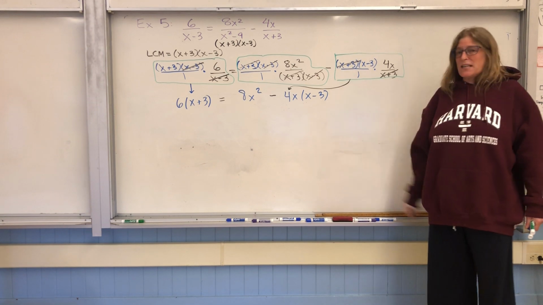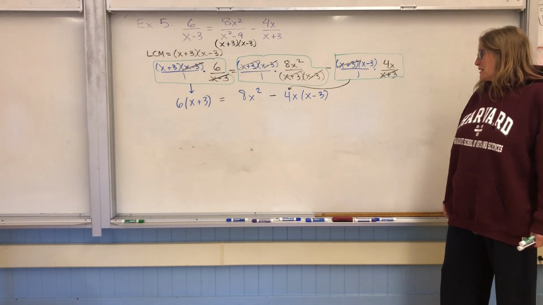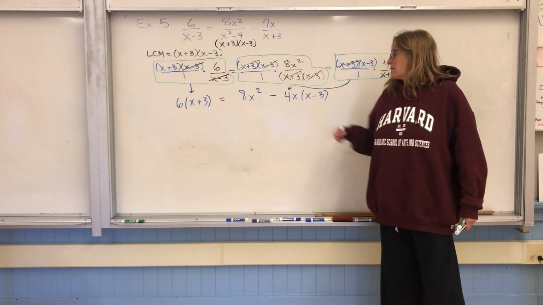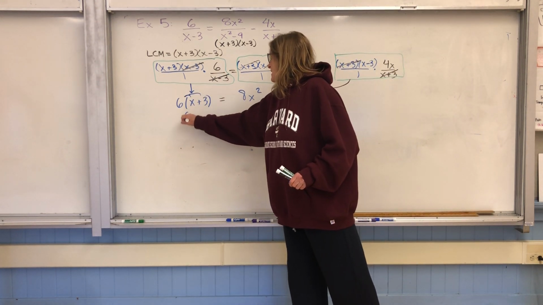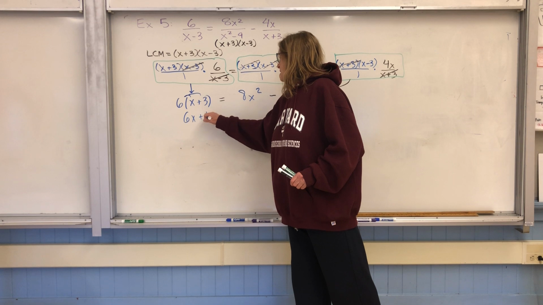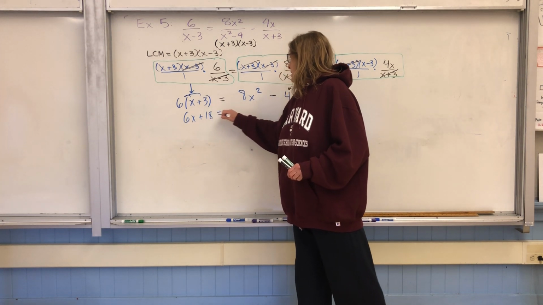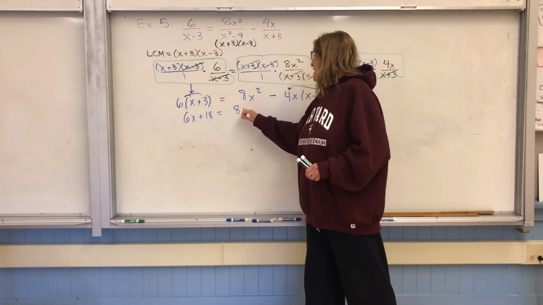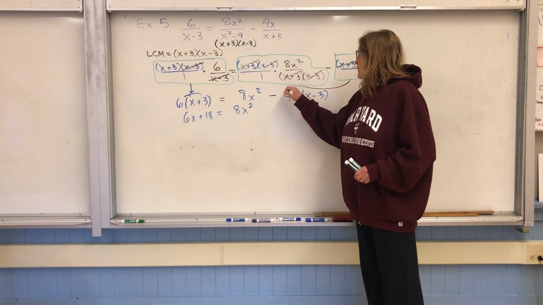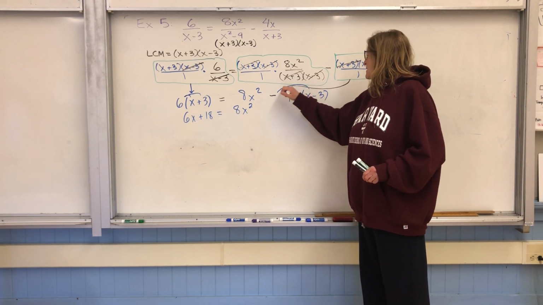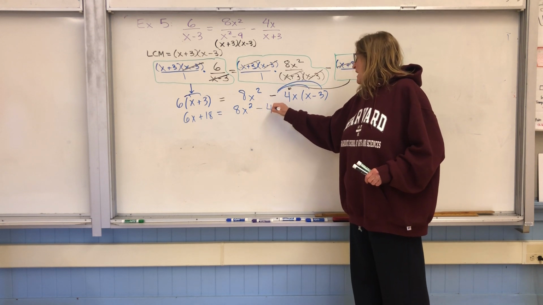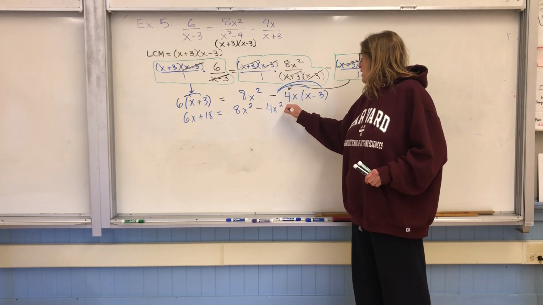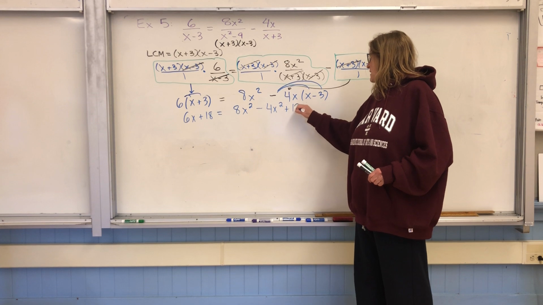I do have myself kind of a bear here, because I can see it's going to be a quadratic, right? So let's start solving. I'm going to distribute that and get 6x plus 18. And here I've got 8x squared. Okay, now be careful here, guys. I'm distributing a negative 4x. So that's going to give me minus 4x squared plus 12x.